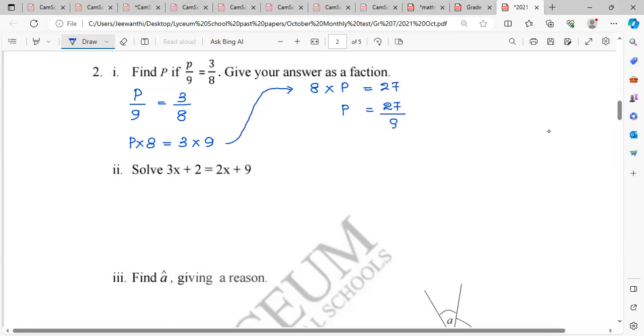27 over 8. Either you can keep the answer like this or else you can convert this into a mixed fraction. This is 8 times 3, 24, and 3 over 8. You can write the answer like this. So we double check whether we did it correctly.